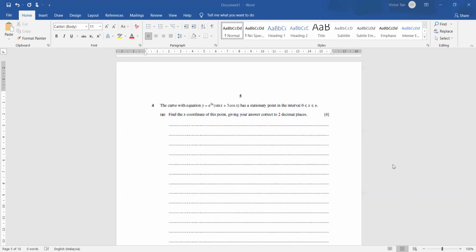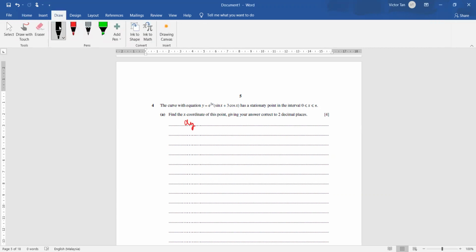So when you want to find a stationary point, you have to differentiate. dy/dx equals e to the power of 2x times the derivative of (sin x plus 3 cos x), so you have (cos x minus 3 sin x), plus (sin x plus 3 cos x) times the derivative of e to the power of 2x, so it's 2e to the power of 2x (sin x plus 3 cos x).